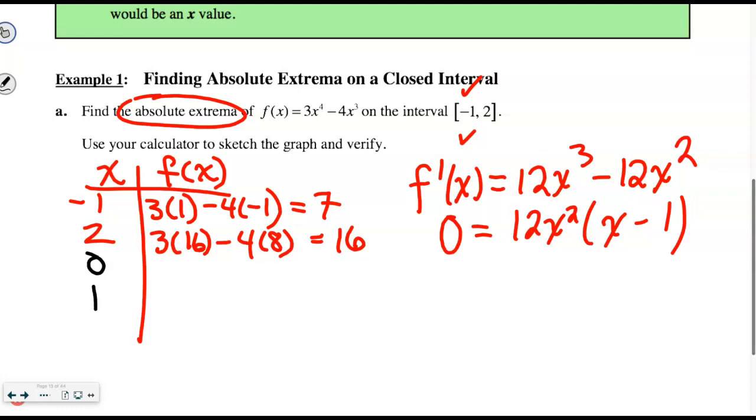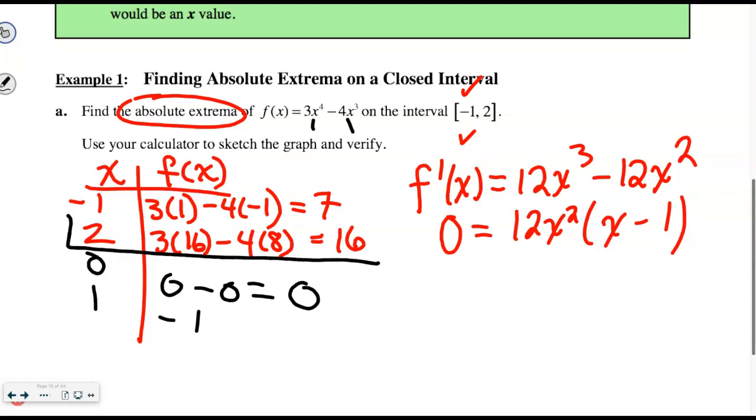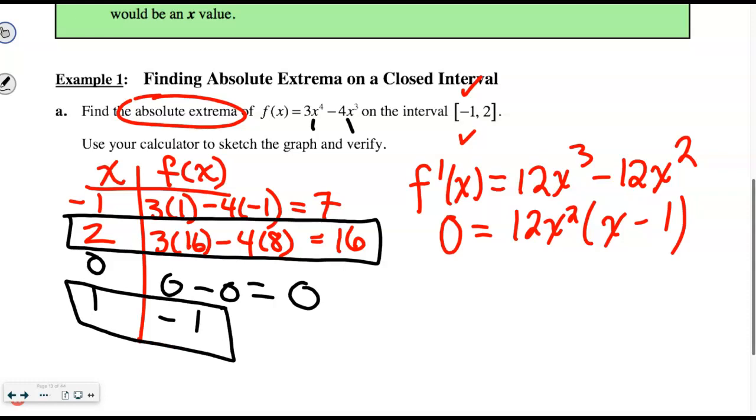I need to see if the function reached its highest or lowest points at those possible turning places. And so I just plug the 0 into the original function, and I'd have 3 times 0 minus 4 times 0 is 0. And then I put a 1 into the original function, and 3 minus 4 is a negative 1. Pretty easy, right? So then what I do is I interpret my table. The absolute highest it got is 16 at x equals 2, and the lowest it ever got on that interval is negative 1 at 1.